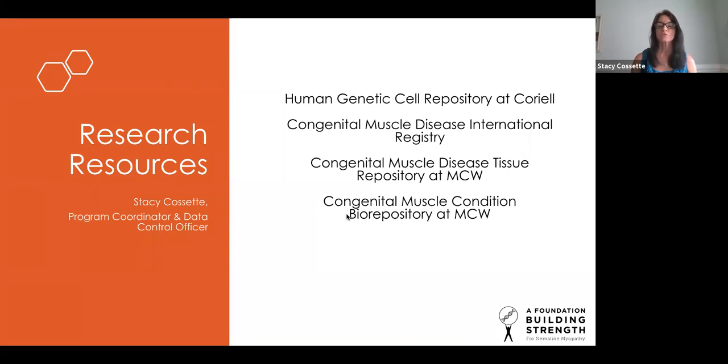Next, I would like to get into some of our research resources. So these are a very important part of our infrastructure. This is an important way that families are able to contribute to advancing research forward even faster. The research resources that we have in place include the Human Genetic Cell Repository at Coriell, the Congenital Muscle Disease International Registry, the Congenital Muscle Disease Tissue Repository at MCW, and the Congenital Muscle Condition Biorepository at MCW.